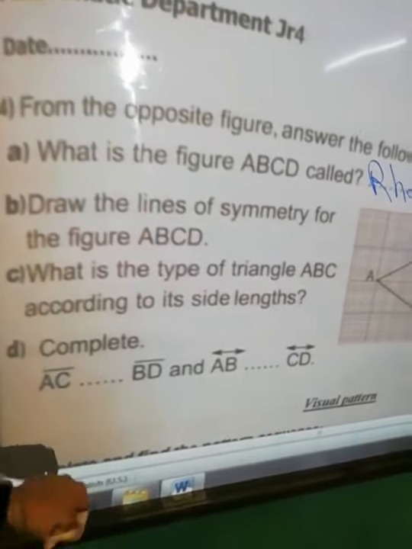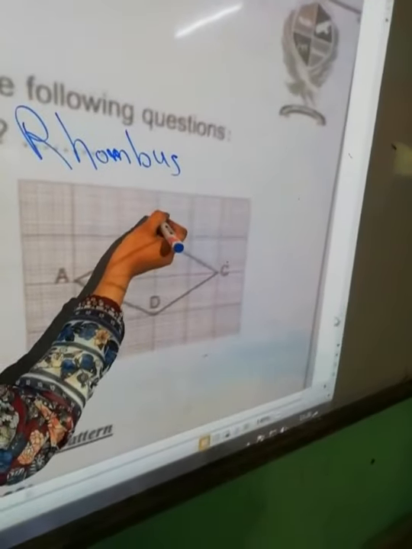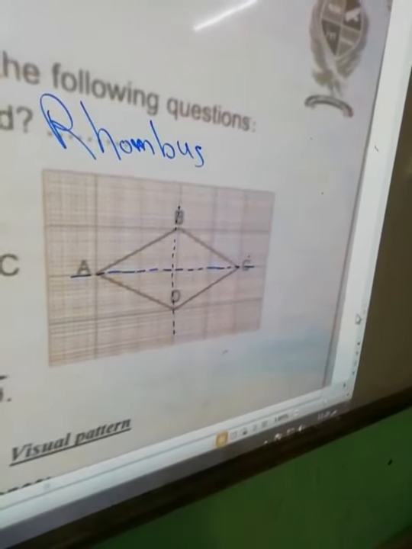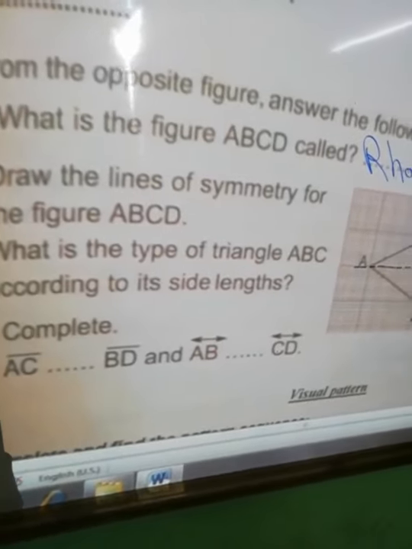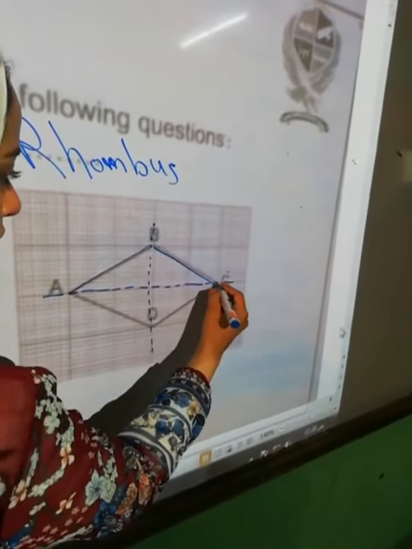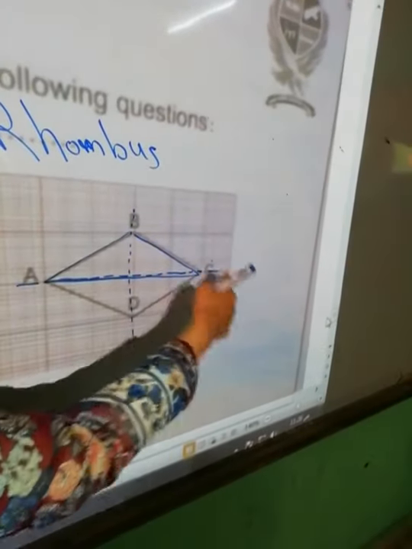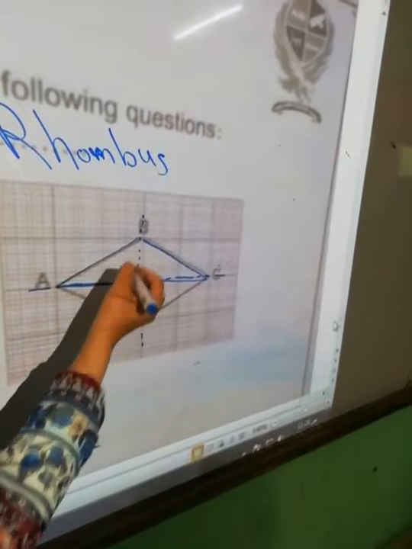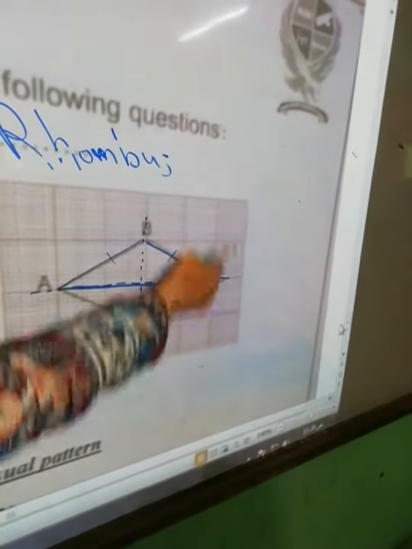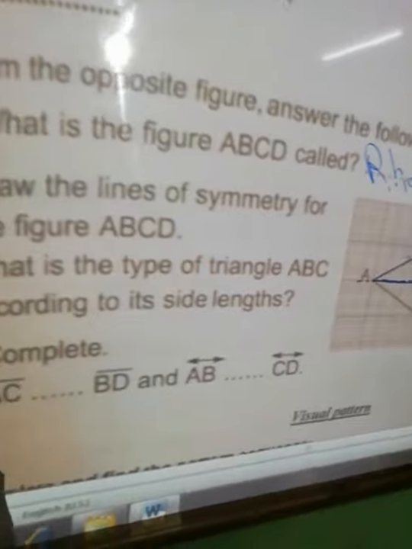Okay, draw the lines of symmetry for the figure ABCD. Start. Okay, this is two lines of symmetry because it's a rhombus. What is the type of triangle ABC according to its side lengths? Look, Junior. A, B, C. This is a triangle because AB equals BC. So, it's a type of this triangle, isosceles triangle.